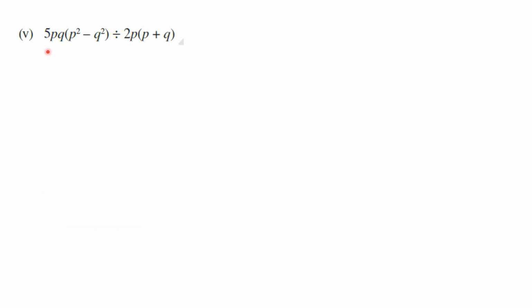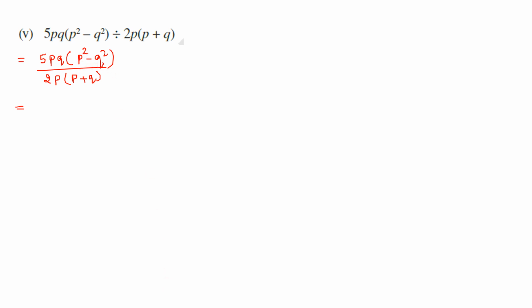Now fifth question. 5pq multiplied by p square minus q square, divided by 2p multiplied by p plus q. So let me write this first in the form of numerator and denominator. If you see the numerator, it has p square minus q square. So you can use the identity a square minus b square, which will give me a plus b into a minus b. Here your a is p and b is q.